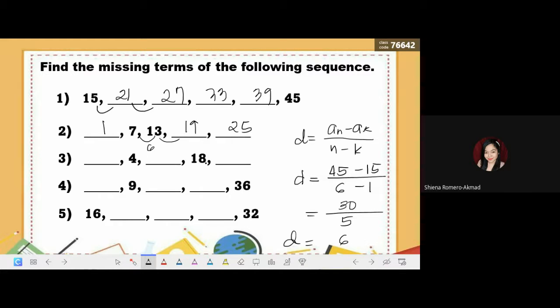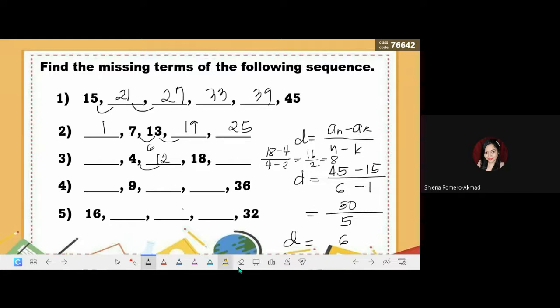So this is 18. 18 minus 4. Ito naman ay 1, 2, 3, 4. 4 minus 2. So this is 16, divided by 2, or 8. Mali pa. So ano dapat? Mali pala, ma'am. 8. So 8 plus 4, magiging 12. Tama ba?